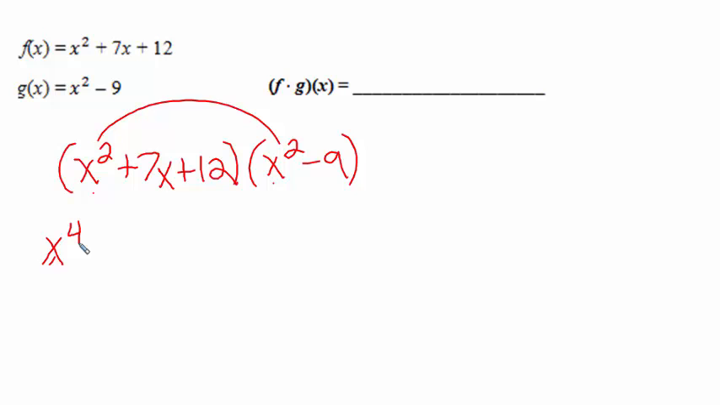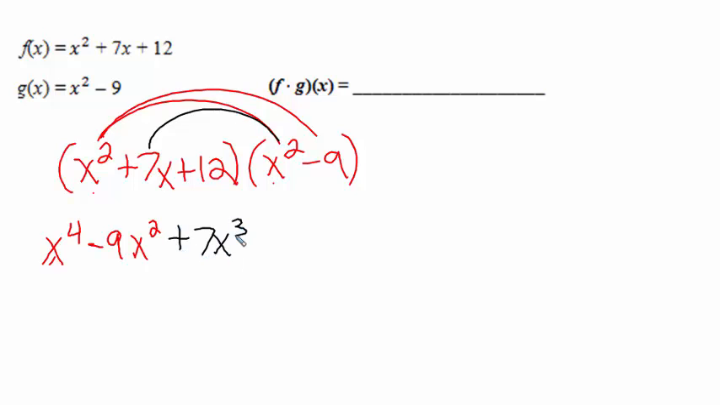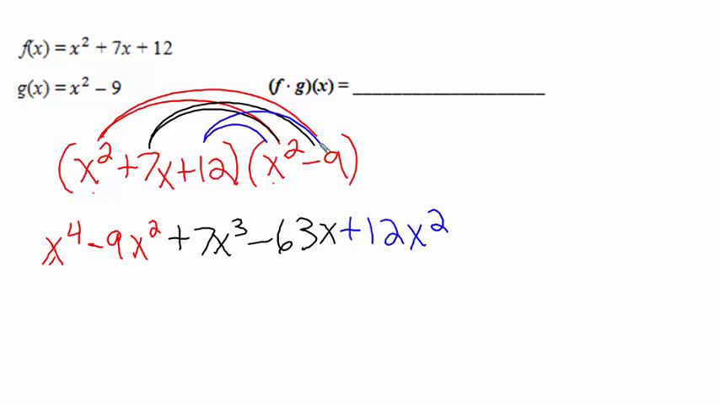If I choose to then distribute the x squared to the negative 9, that's a negative 9x squared. Now I'm going to move in a term, distribute the 7x. That would give me a plus 7x cubed, and then a minus 63x. Now I'm going to move in to the last term and distribute the 12. I have a plus 12x squared, and then a minus 12 times 9, which is, I believe, 108.